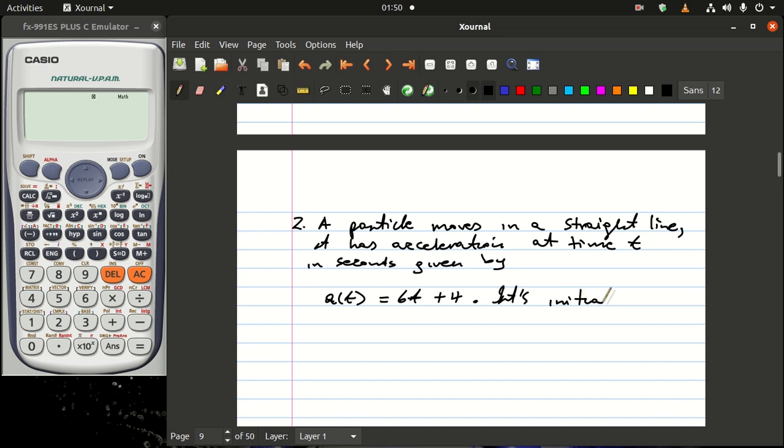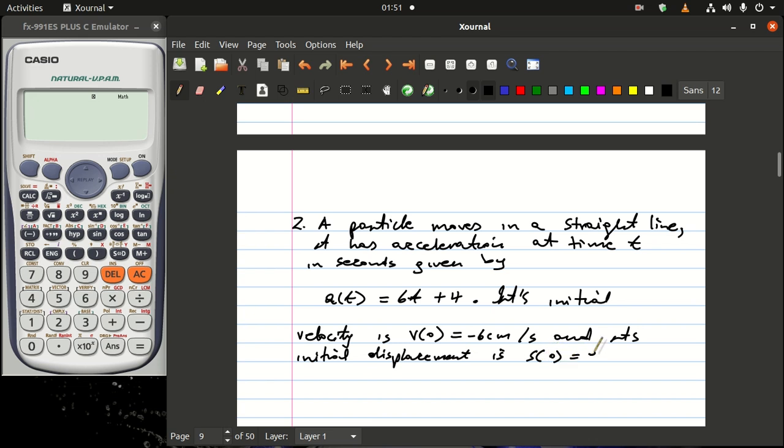Its initial velocity is v of 0 is equal to minus 6 centimeters per second, and its initial displacement is s of 0 is equal to 9 centimeters. Find its position. We want to find its position function, s of t. So I want to find that function.